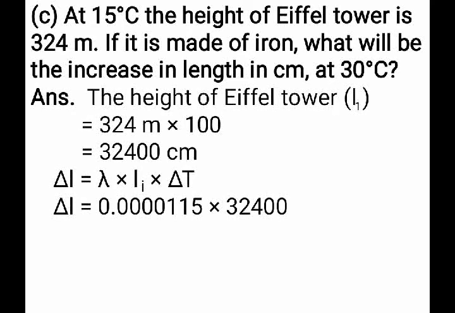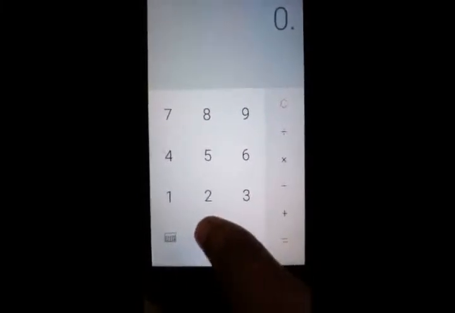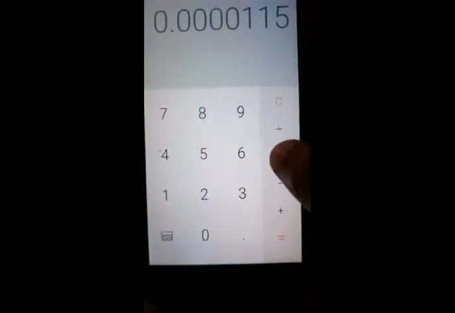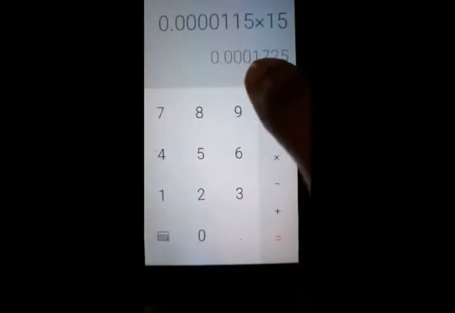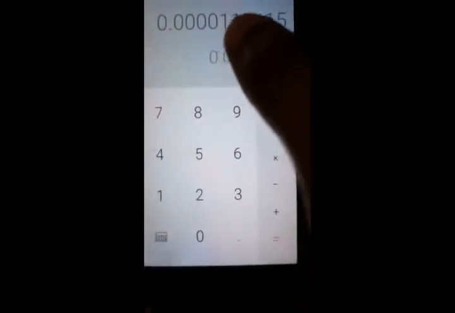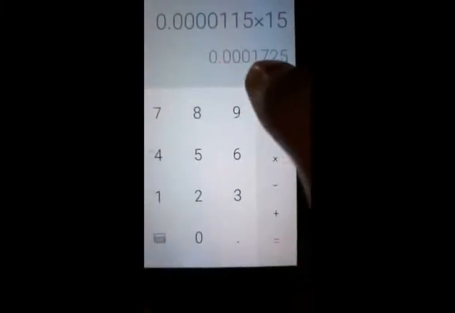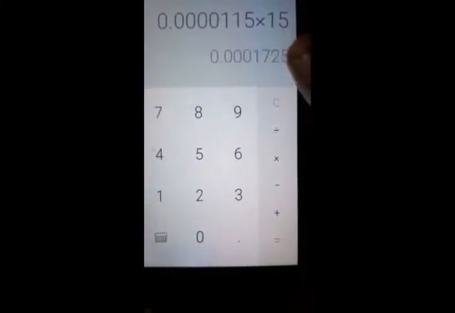So change in temperature you have to write, multiply by 15. First I will multiply the number 0.0000115 multiply by 15. So what will we get as answer? 0.0001725. After multiplying 0.0000115 into 15, the answer which you got, and then you have to multiply 32,400.